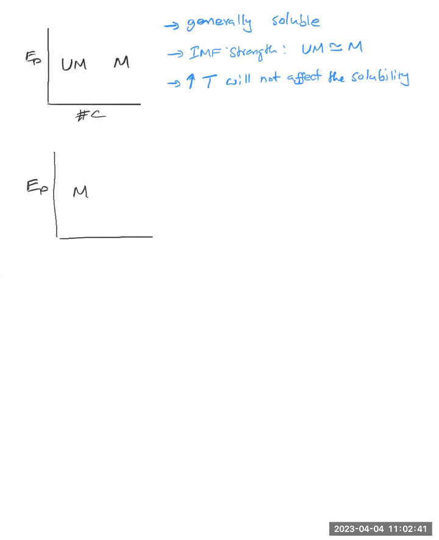And lastly, we can have this situation over here: mixed state over here and the unmixed state over here, with number of configurations. If we have this situation, this is considered as generally insoluble. Why? The unmixed state has a higher number of configurations than the mixed state, or the mixed state has a lower number of configurations than the unmixed state. Same thing, generally insoluble. And then IMF strength again.